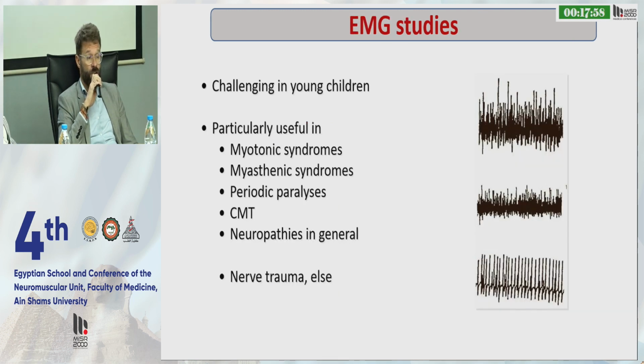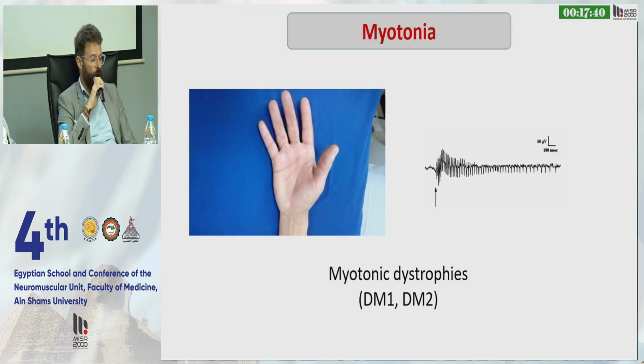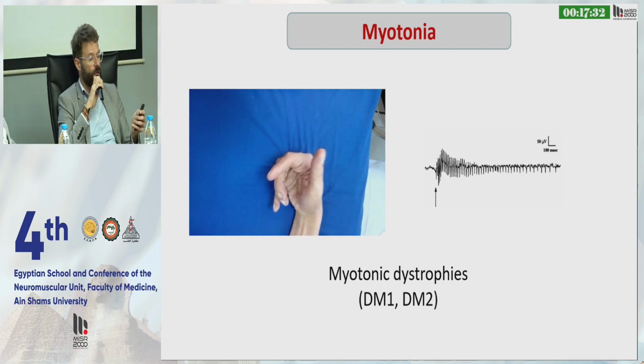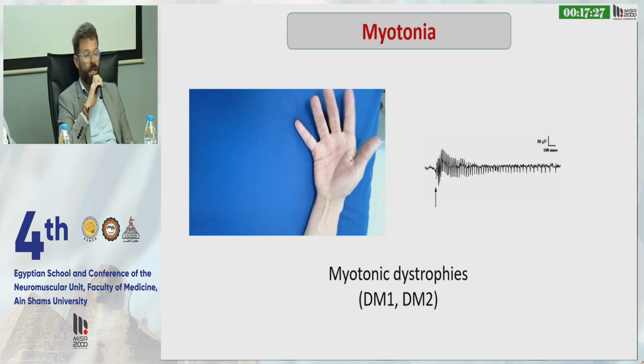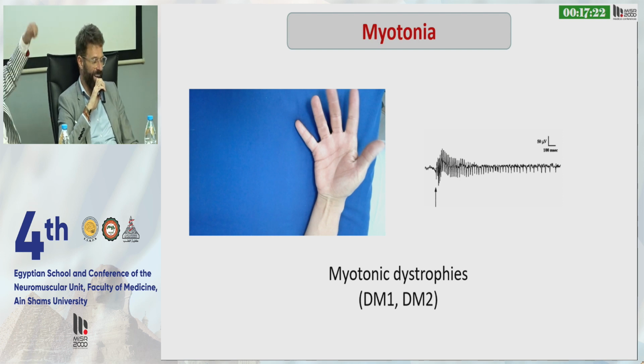EMG studies are challenging in young children. You need to have a specialist for this, and it's particularly useful for myotonic syndromes, myasthenic syndromes. You have a specific protocol for periodic paralysis and, of course, neurogenic disorders. The myotonia, that I think everybody knows, is associated with a specific pattern at electrophysiology. This is like a plane that goes into a dive bomb.